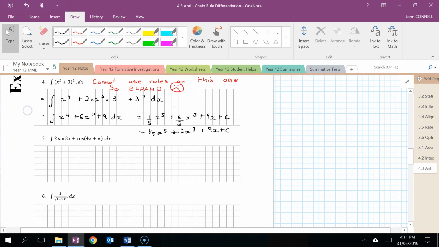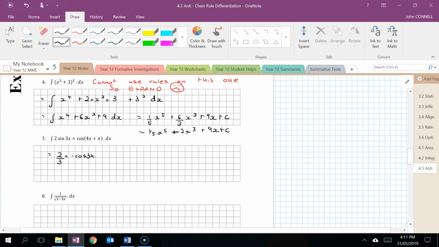Okay, alright, so fifth one. Got a sine. Now, we've got a constant out the front of the sine, but that doesn't matter. It will just sit there. So we're going to get 2. Now, integral of sine is negative cos. So it'll be 2 times negative cos. Make sure you put a multiplication sign in there. If you don't put it, it looks like 2 take cos x. And so that'll be marked straight away wrong. So it's cos of 3x.